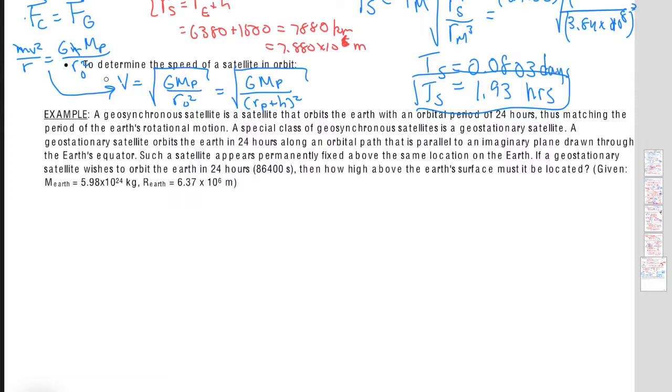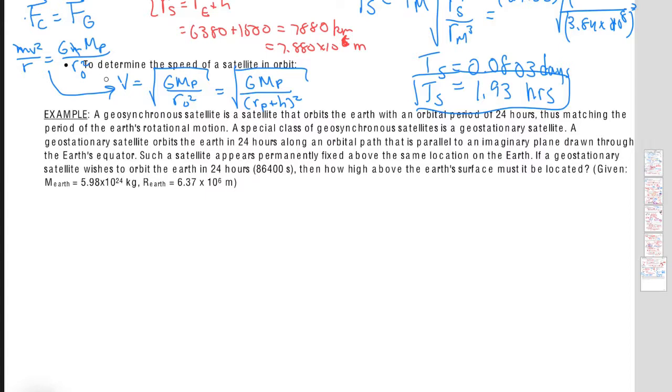You have the mass of the Earth, 5.98 times 10 to the 24th kilograms, and the radius of the Earth, 6.37 times 10 to the 6th meters. So what does that mean for us? What we're going to need to do is a fair amount of algebra here. That's kind of what happens.